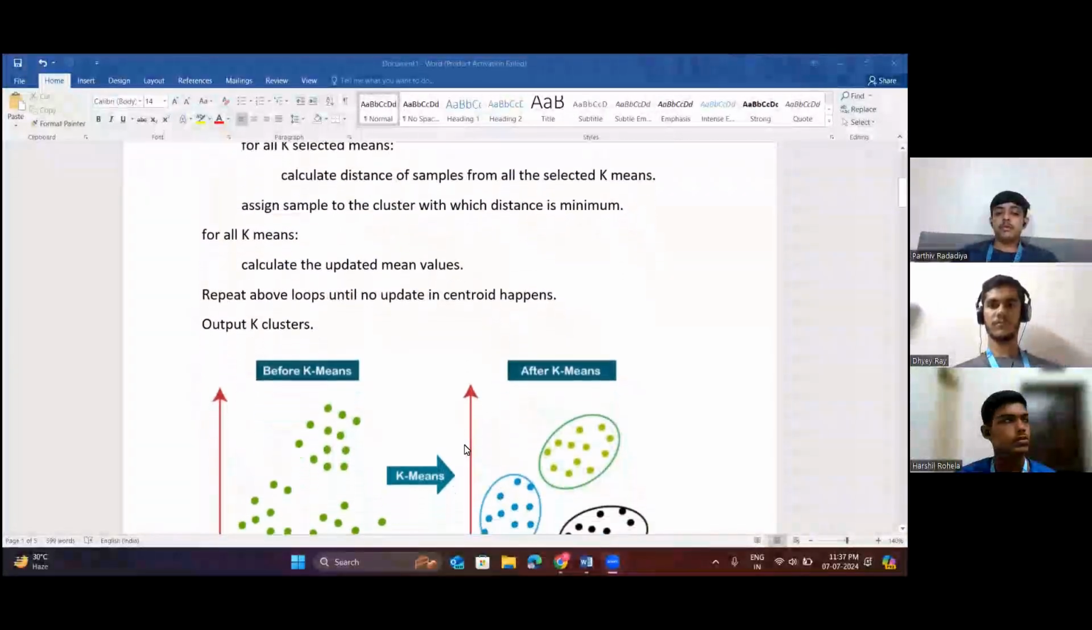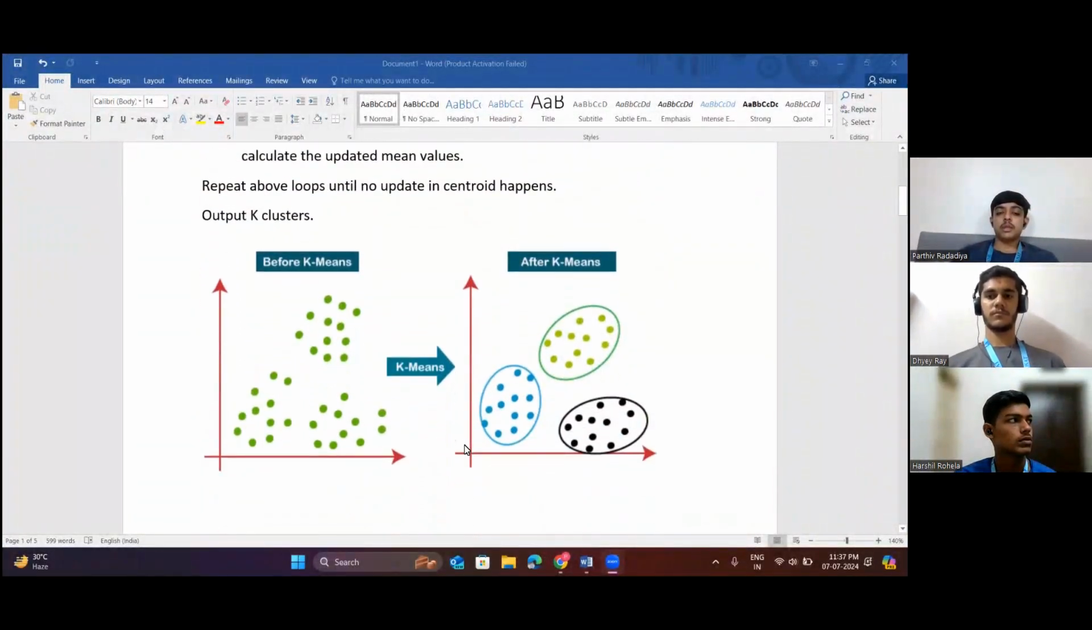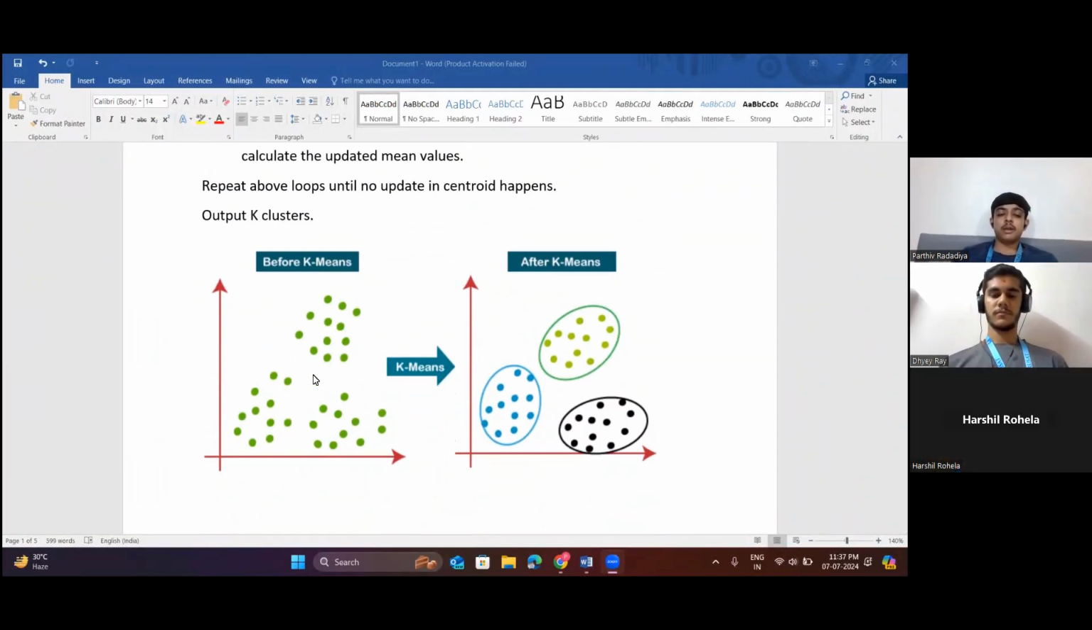So the main idea of the K-means clustering algorithm is, first we can see in the first graph that all the points are differently scattered in the x and y axis. After applying this algorithm, you can see that the points have been grouped into different parts.